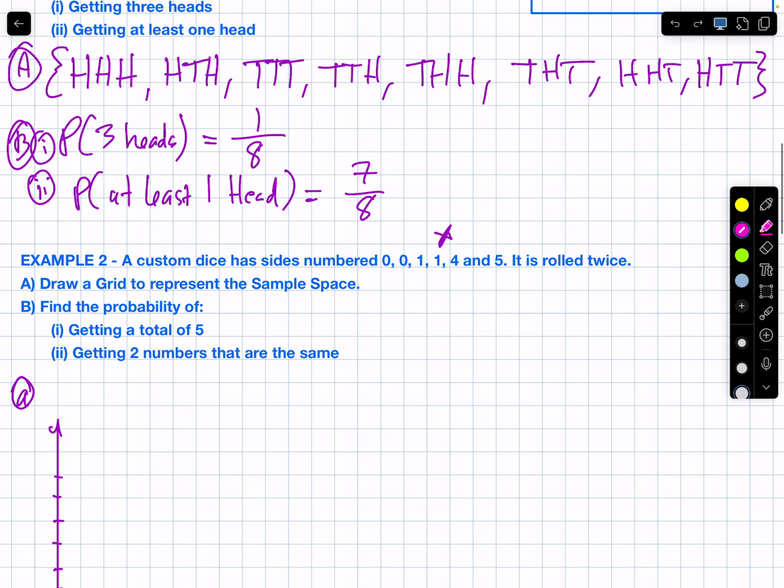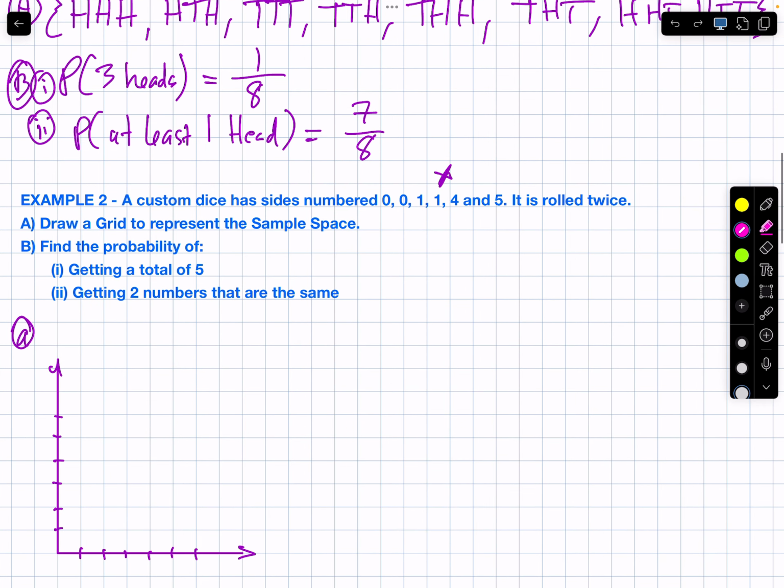And you're rolling it twice. Draw a grid to represent the sample space. There's my grid started off. But what was the point of a grid? A grid is when there's 2 aspects to the experiment. What are the 2 aspects in the experiment of this dice? I roll it twice. So I don't really care about the order you do it in. It's not going to matter.